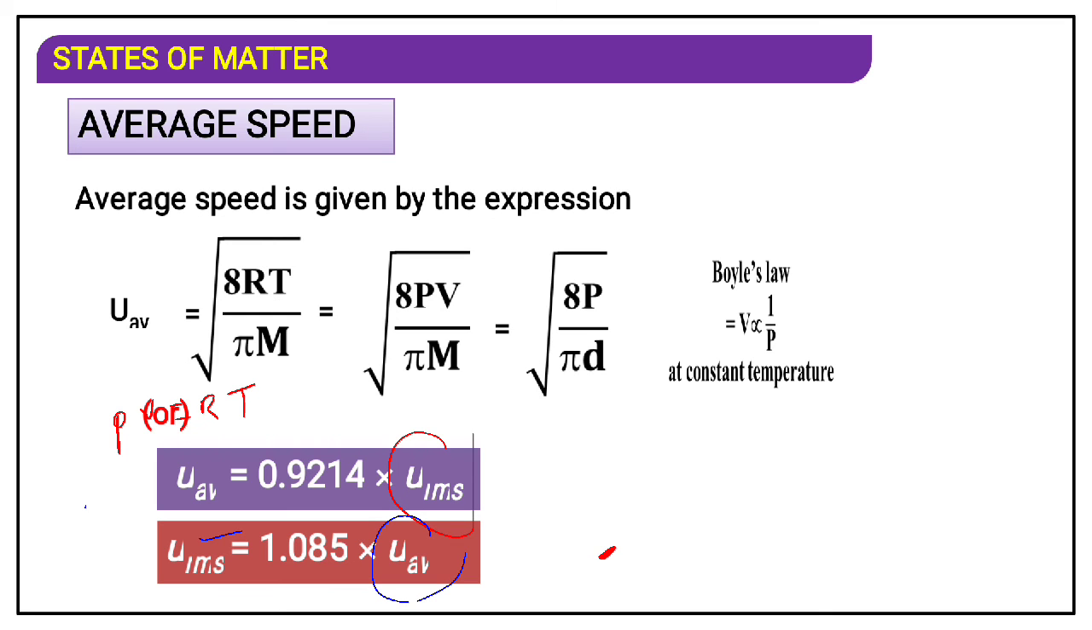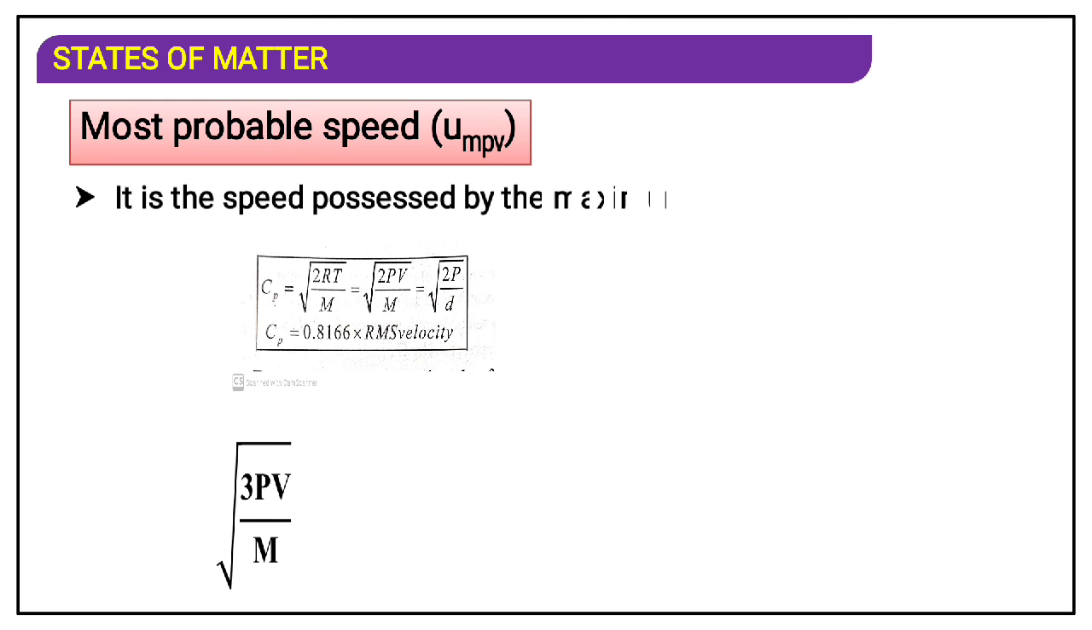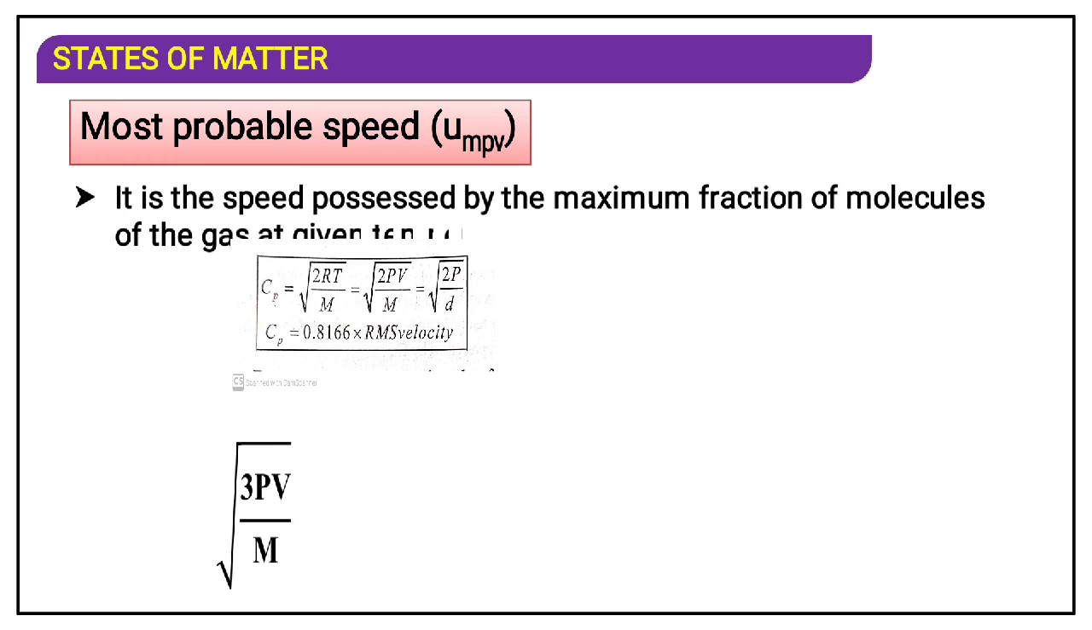U rms velocity. These expressions are important. The next one is most probable velocity. What is the definition of most probable velocity? It is the speed which is possessed by the maximum fraction of molecules at a given temperature, and it is called the most probable speed.